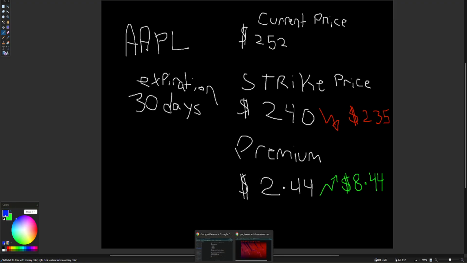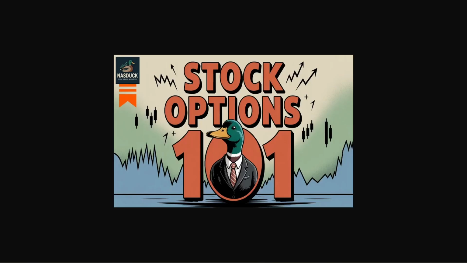Okay, so now we understand what calls and puts are. Now, there is a crucial piece of information that we're missing here. It's called the 100 share rule. When you're looking at options on any company on the NASDAQ, a single options contract doesn't represent one share of the stock. It always represents 100 shares. Think of it like buying a carton of eggs. In the options world, you're always trading a bundle of 100.